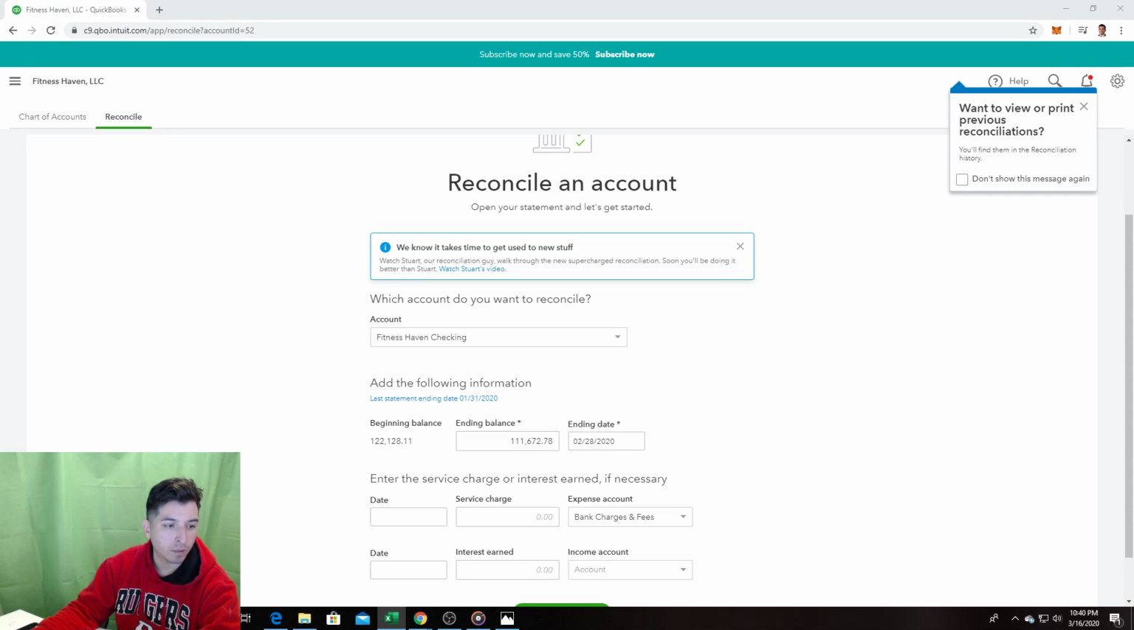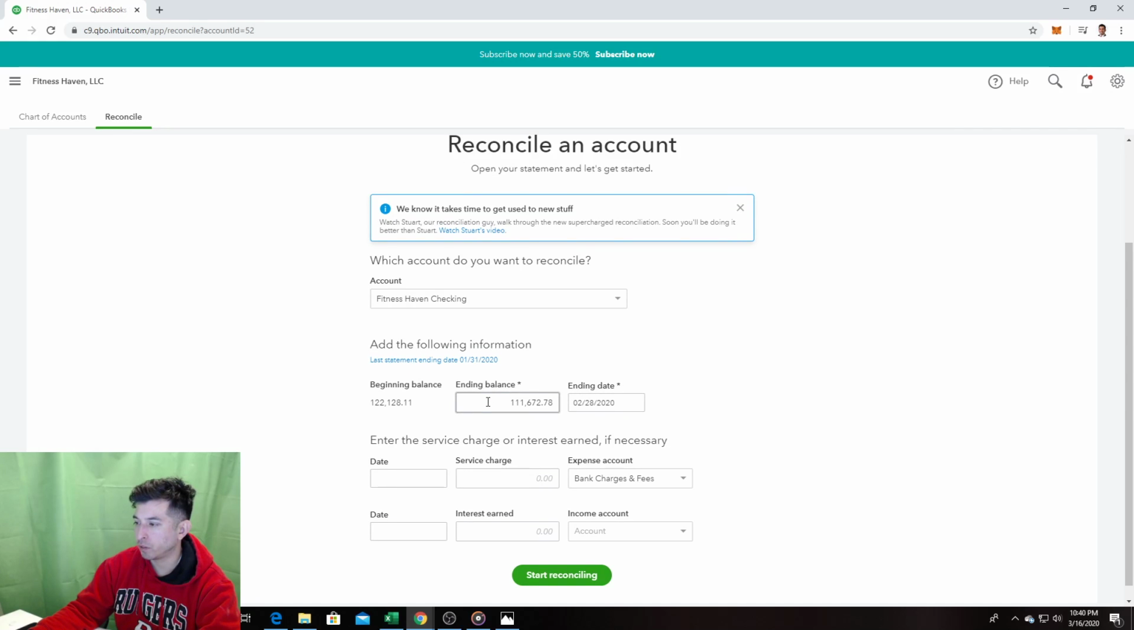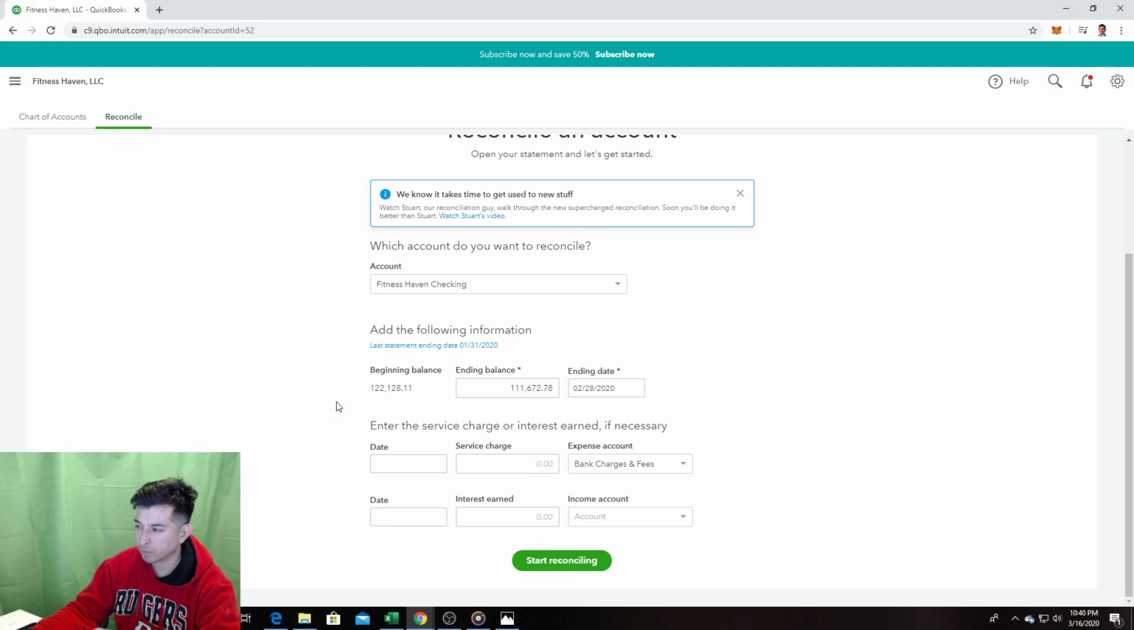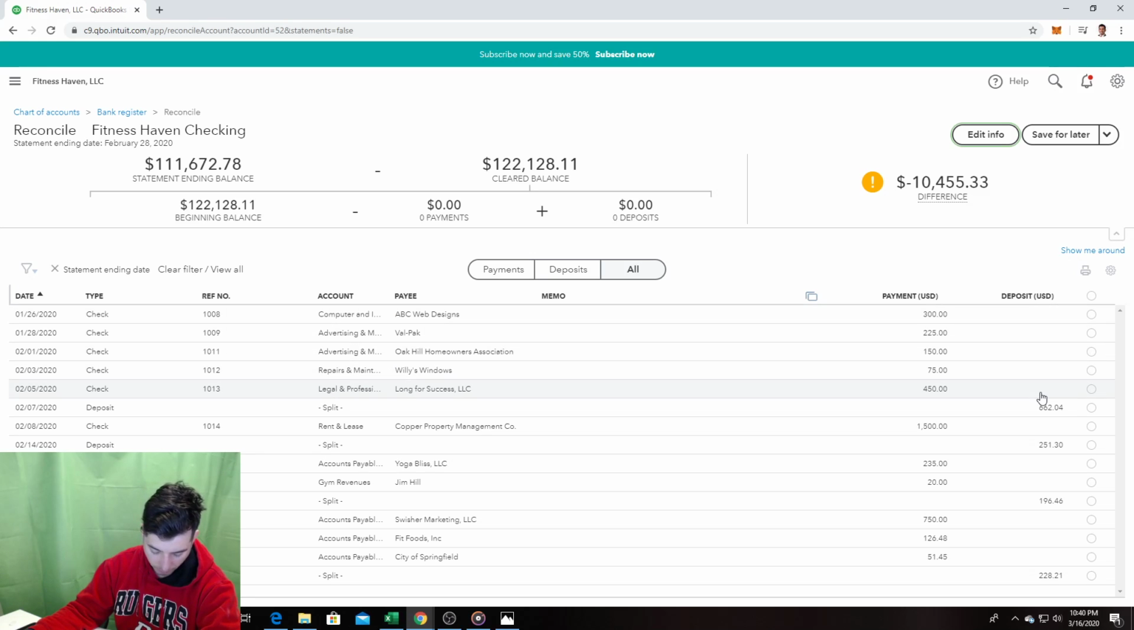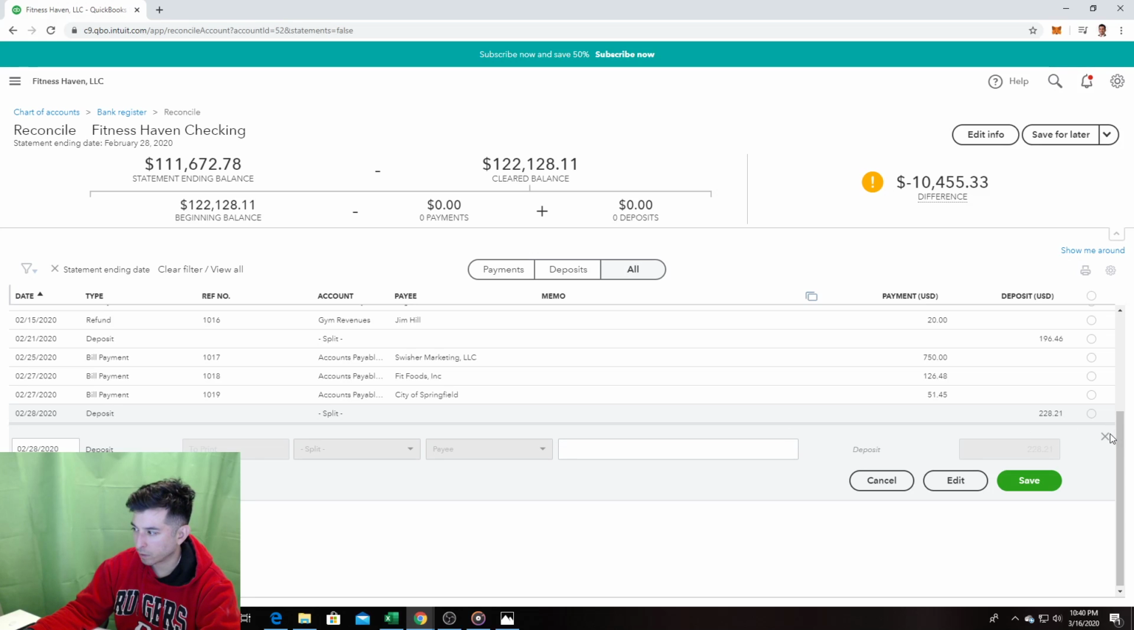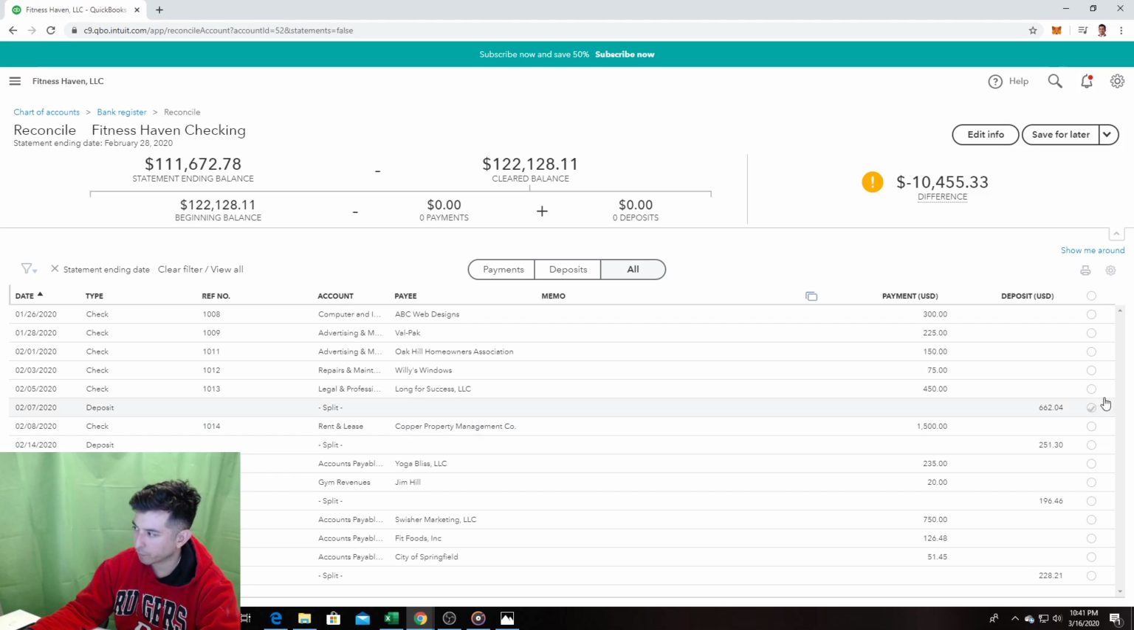Now we're going to enter next items, which is going to be add the following information, enter service charge or interest if necessary. So start reconciling. What's going to be things that are not reconciled? It's going to be Office Depot. No, excuse me, 1018. Check number 1018. For some reason these are not. But anyway, let's take a look.